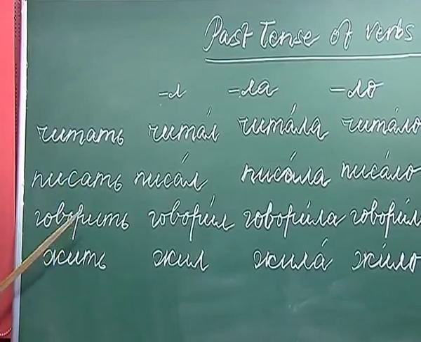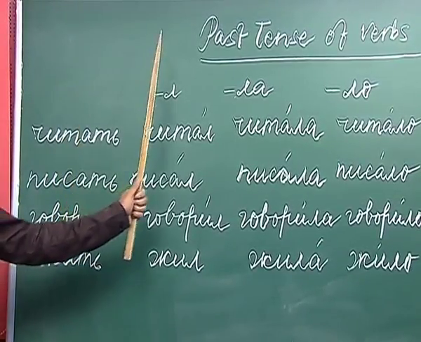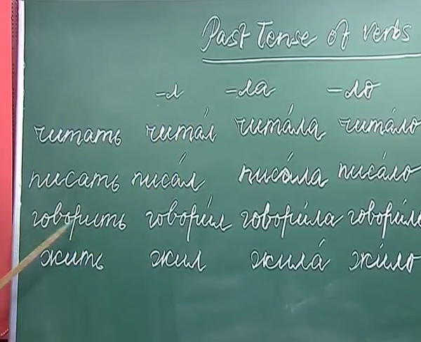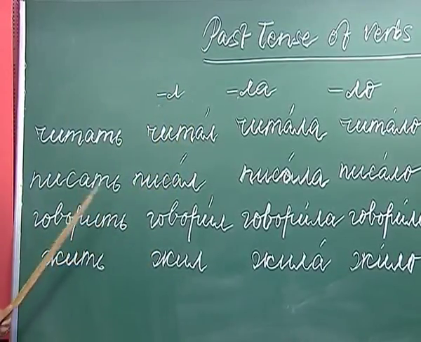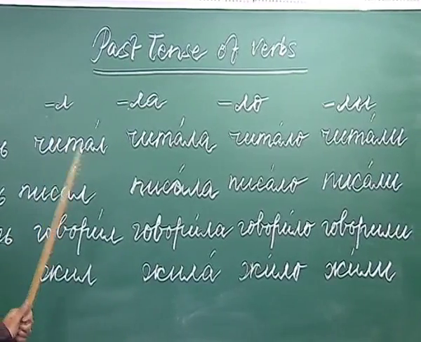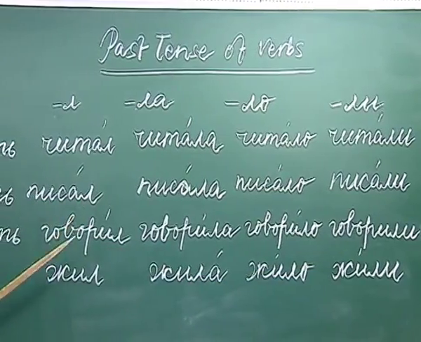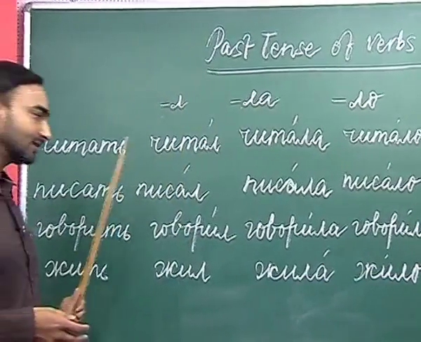The third verb is govorit'. Govorit' is to speak. So how do we obtain the past tense form of the verb govorit'? Remove -t' and soft sign and add -l, govoril in the masculine form, -la, govorila in the feminine form, -lo, govorilo in the neuter form, and -li in the plural form, govorili. So, govoril, govorila, govorilo and govorili. These are the past tense forms of the verb govorit'.